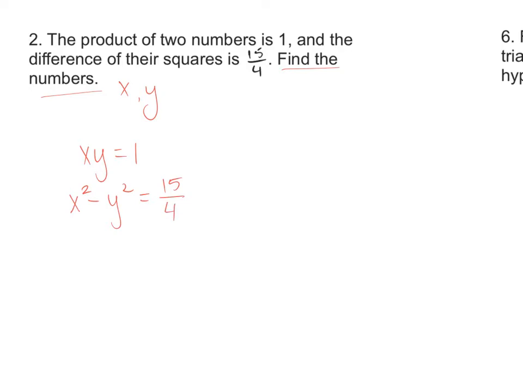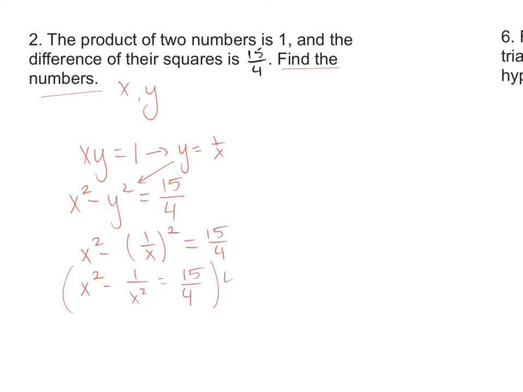Okay, and so now we've got our two equations, and we're going to solve it just how we did before. So what I'm going to do is rewrite the first equation as y equals 1/x to solve for one of my variables, and then I'm going to plug that in for y in my second equation. So I get x squared minus (1/x) quantity squared equals 15/4. x squared minus 1/x squared is equal to 15/4. I'm going to multiply everything by 4x squared to get rid of my denominators. And so I get 4x to the 4th minus 4 equals 15x squared. I'm going to subtract 15x squared from each side.